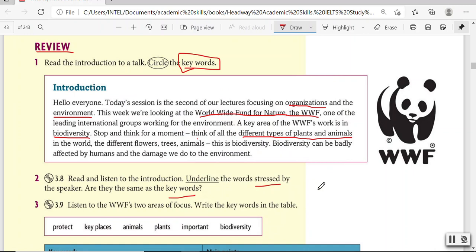Hello everyone. Today's session is the second of our lectures focusing on organizations and the environment. This week we're looking at the Worldwide Fund for Nature, the WWF, one of the leading international groups working for the environment. A key area of the WWF's work is in biodiversity. Stop and think for a moment. Think of all the different types of plants and animals in the world. The different flowers, trees, animals. This is biodiversity. Biodiversity can be badly affected by humans and the damage we do to the environment.